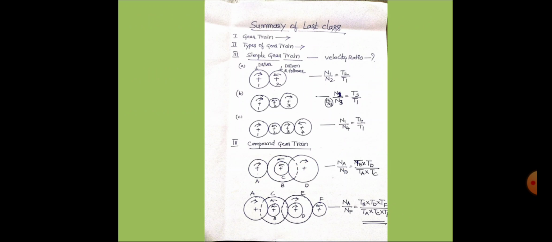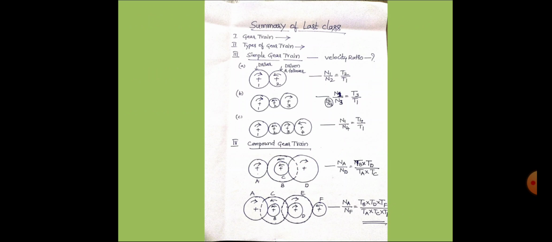Now, what is velocity ratio? Velocity ratio in general is the ratio of the speed of the driver to the speed of the driven. So velocity ratio means the speed of the driver to the speed of the driven. That is equal to the reciprocal of the ratio of their teeth, that is, the number of teeth on the driven by the number of teeth on the driver.